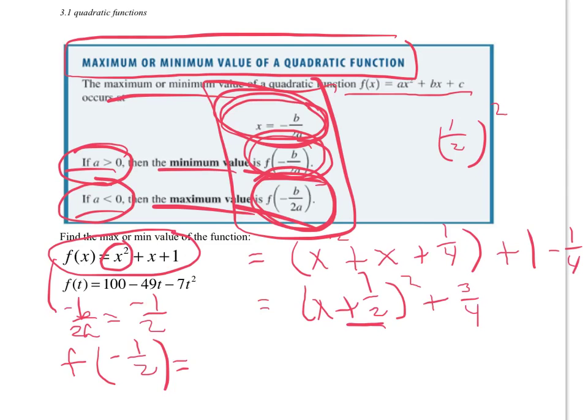So when we do f of -1/2, we get (-1/2) squared plus -1/2 plus 1. Now you can work this out all the way for yourself, but I will tell you that you will get 3/4 when you're done.